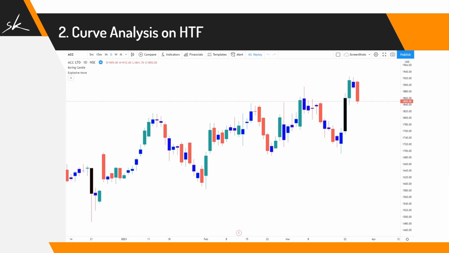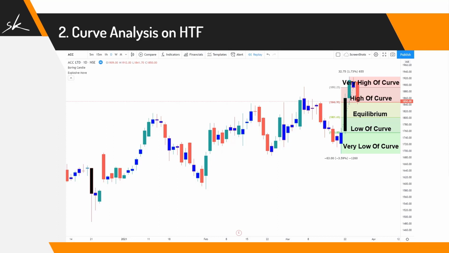From current market price, look up and identify nearest and fresh supply. Similarly, from the current market price, look down and identify nearest and fresh demand. Divide the area between demand and supply zone into 3 equal parts from proximal to proximal. This completes our curve analysis. We have now identified very low of the curve, low of the curve, equilibrium, high of the curve, and very high of the curve.